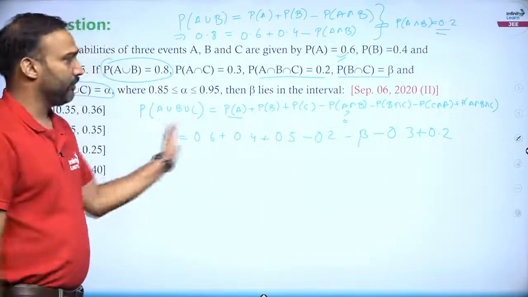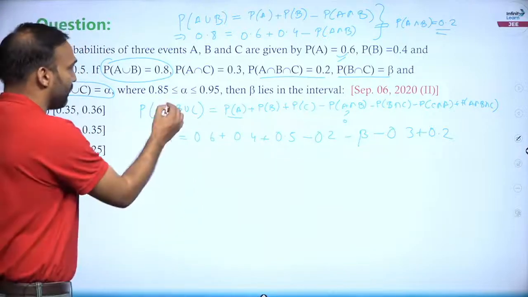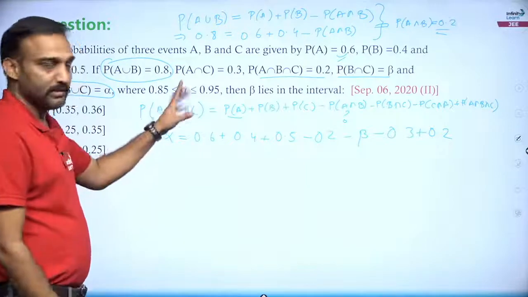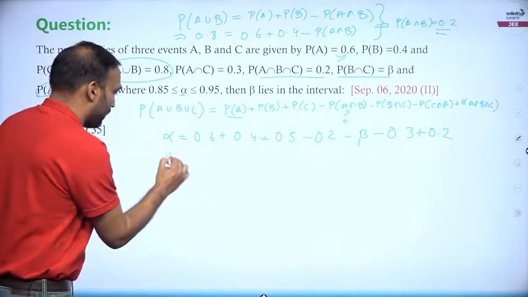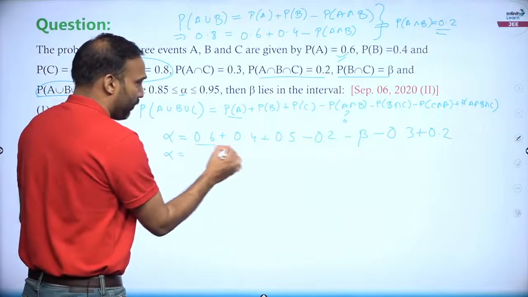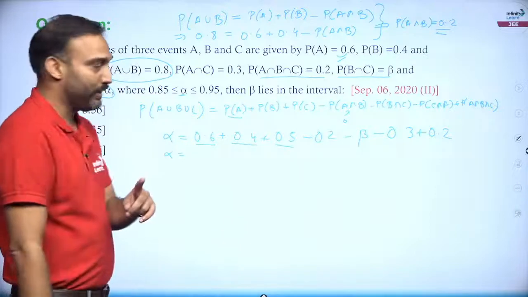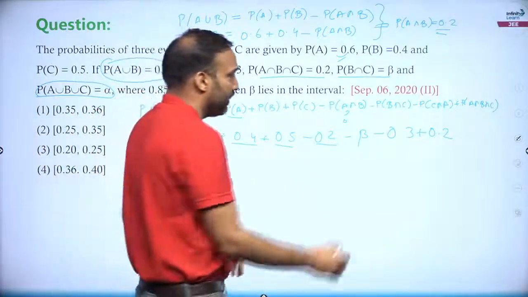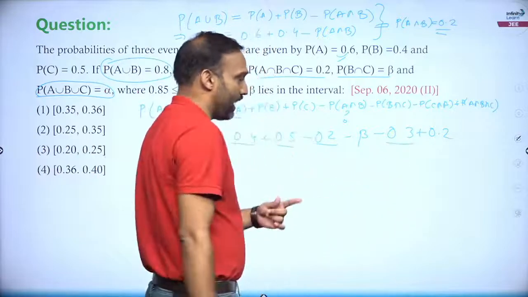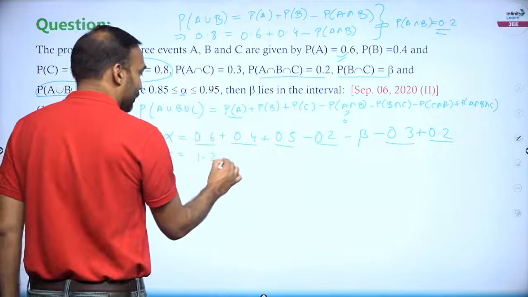So see, we got the complete expression in terms of alpha and beta, and we also know about the alpha, right? So we'll use this. Let us first simplify this expression. So alpha becomes equal to 0.6 plus 0.4 plus 0.5, that is 1.5, minus 0.2, so 1.3, minus 0.3, so 1, plus 0.2, so this is 1.2 minus beta.